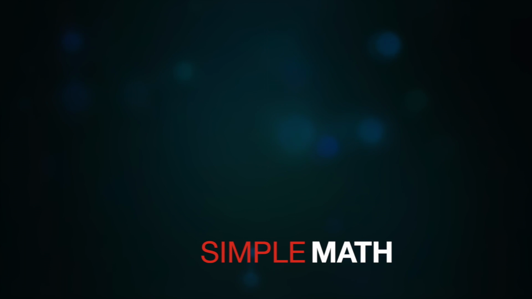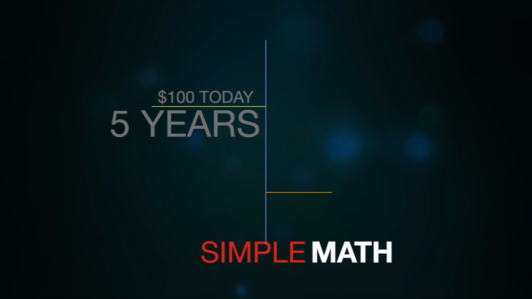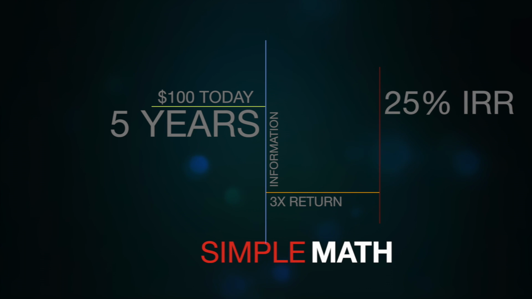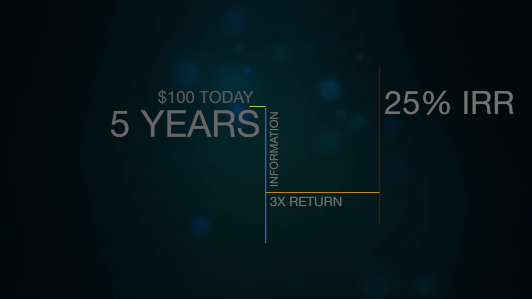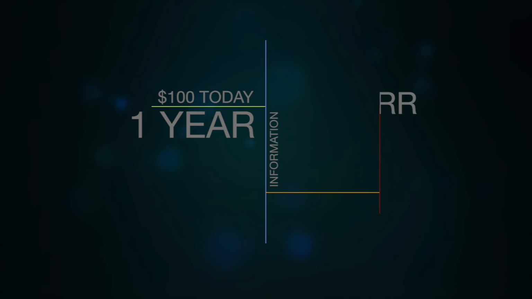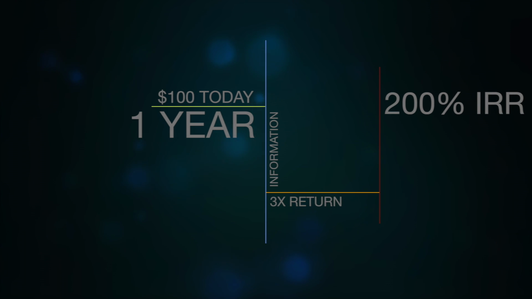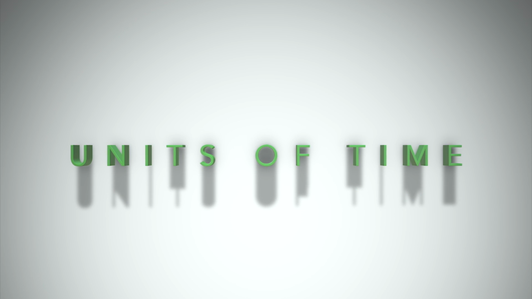Example 1, very simple math: $100 invested today, after 5 years, $300 returned. That's a 25% internal rate of return. The same $100 returned in 1 year would generate a 200% return. That's a remarkable difference in the ability to generate internal rate of return and reuse that capital in year 2, 3, 4, 5, 6. Another way of looking at this is, again, simple math, but units of time.